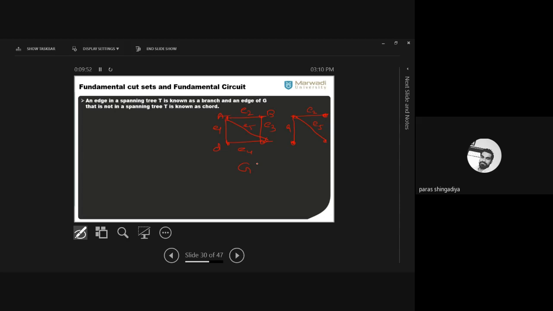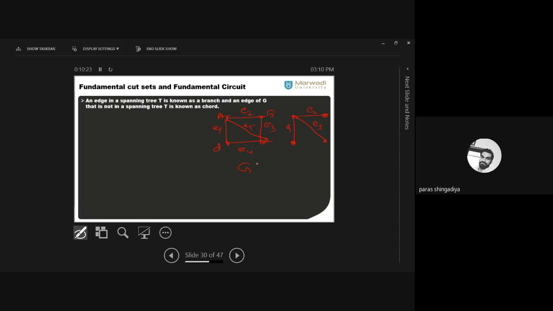These 3 edges are known as branches. The edges of the spanning tree are known as branches. So E1, E2 and E5 are the branches of the spanning tree, and the edges which are not part of the spanning tree but are part of the graph are known as chords. Which edges are chords? The remaining ones, E3 and E4. So E3 and E4 are chords. The edges included in a tree are known as branches.